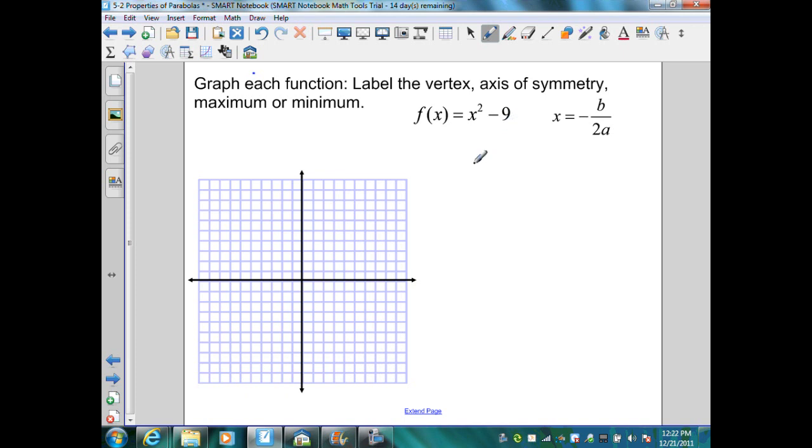Let's start with the axis of symmetry. It is given by this equation. So x equals a negative b, b is 0, over 2 times a, which is 1. And 0 divided by anything is 0. So my axis of symmetry is a vertical line at x equals 0. I'll graph that with a dotted line.